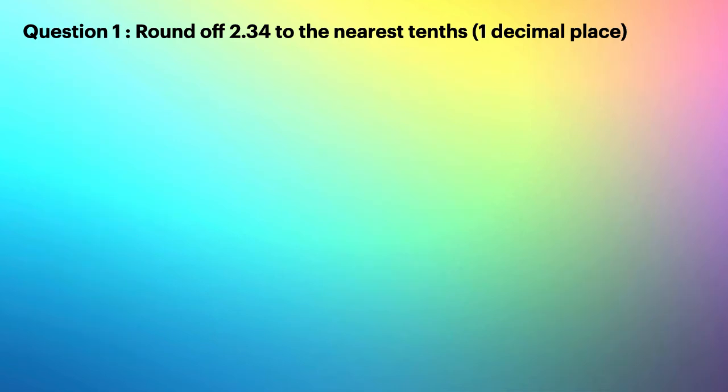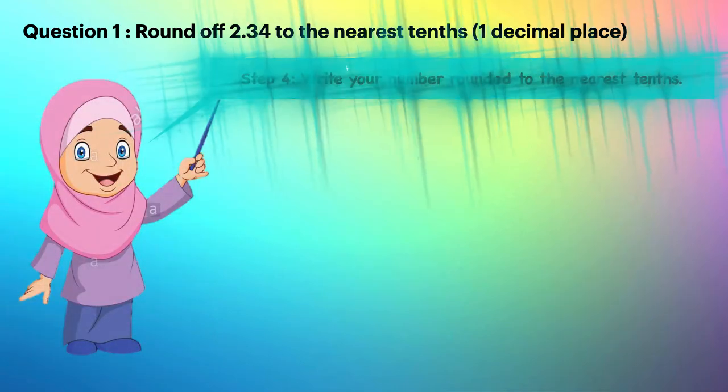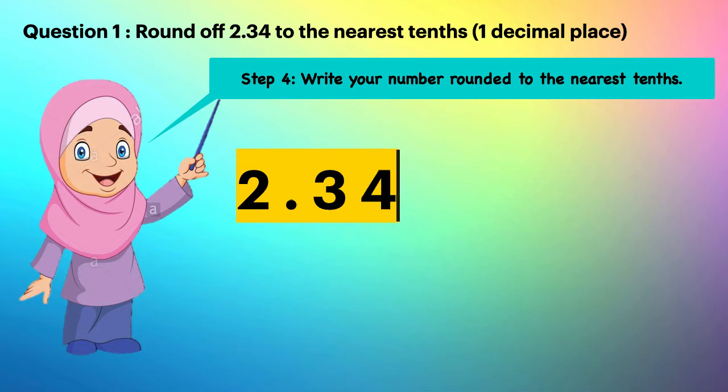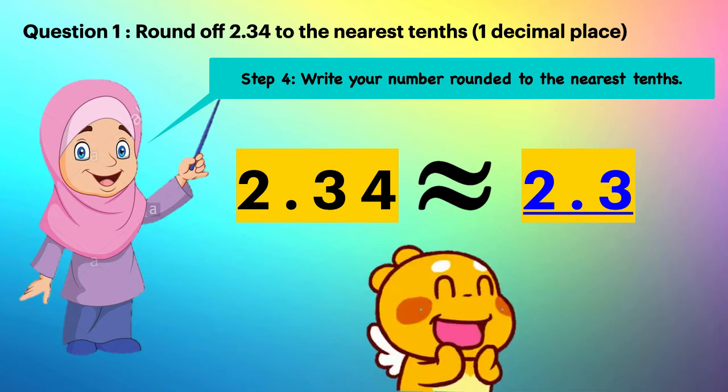Now the last step. What is the last step? Yes, you write your answer rounded to the nearest tenth. So the question 2.34 is rounded to 2.3. As you can see, your answer is in one decimal place because you rounded it to the nearest tenth. So make sure your answer is only in one decimal place.